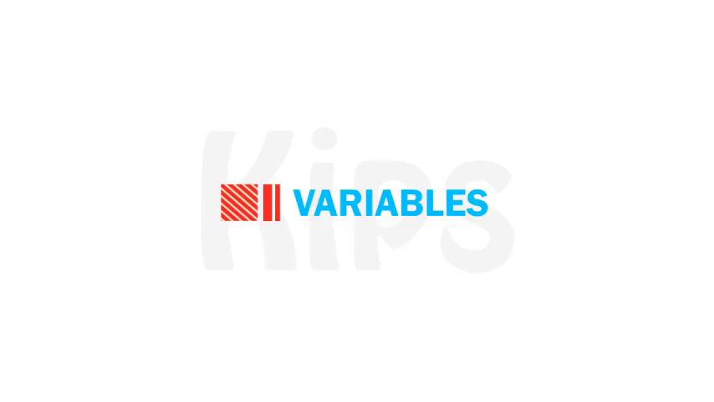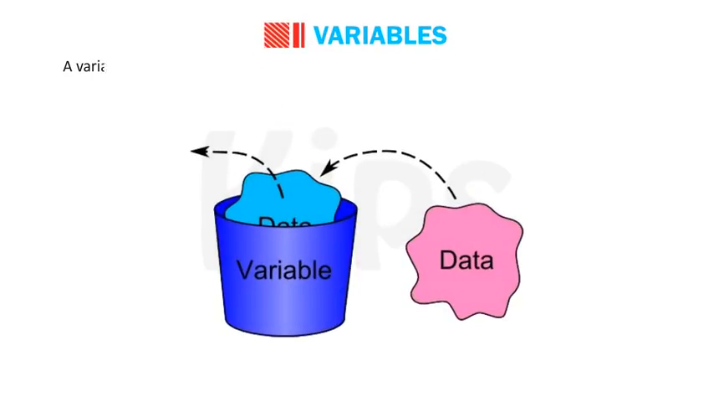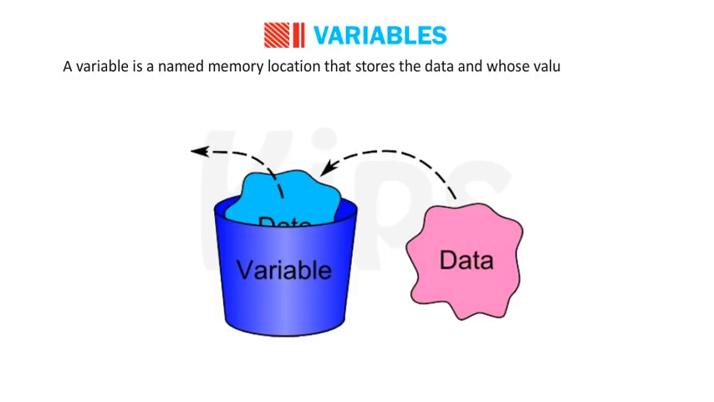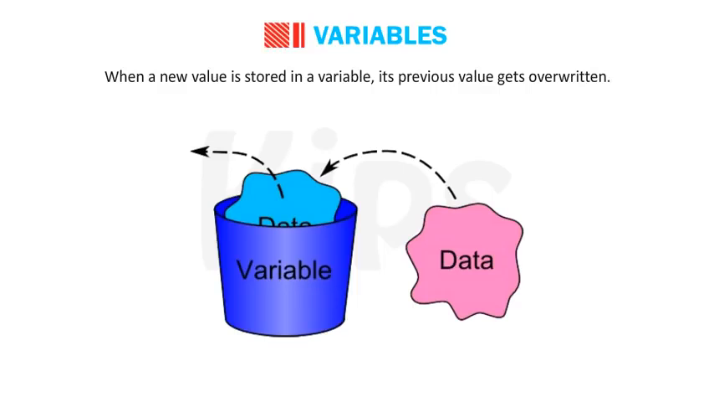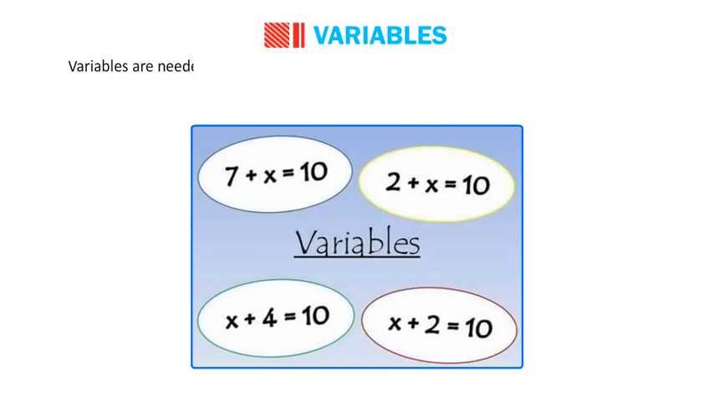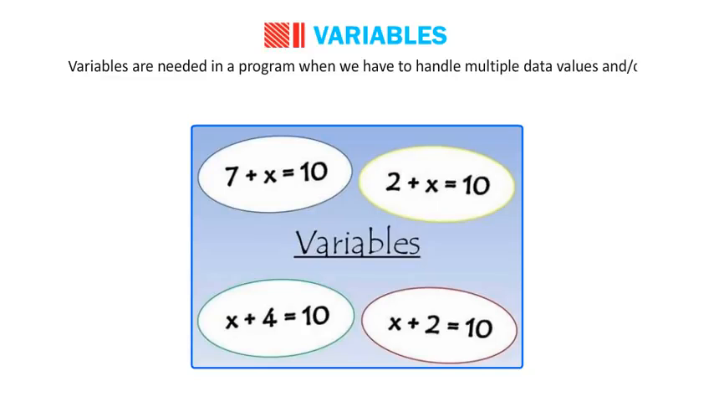Students, now let us understand variables. A variable is a named memory location that stores the data and whose value may change during program execution. A variable can store only one data value at a time. When a new value is stored in a variable, its previous value gets overwritten. Variables are needed in a program when we have to handle multiple data values and/or a data value has to be used multiple times in the program.